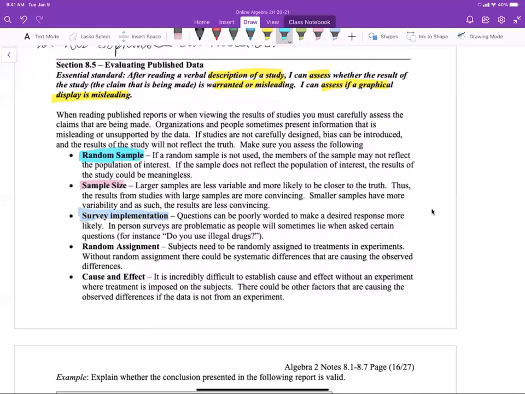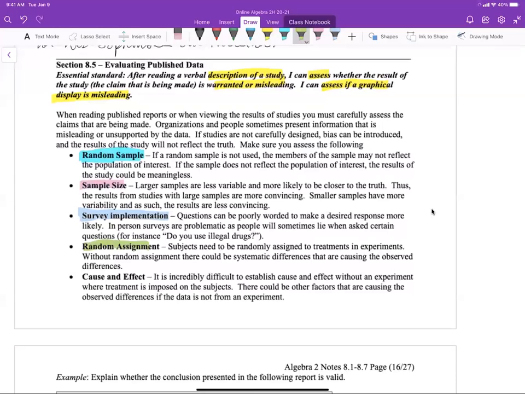Random assignment, okay? So subjects need to be randomly assigned a treatment, all right? We have to randomly assign treatments, not just pick which ones get the treatment based on what we want to have, let's say, happen in the experiment. We want to randomly assign it. So without random assignment, there could be some differences that are caused being observed differences, okay? So if we were going to randomly assign, like the migraine headache test, we didn't want to, let's say, pick just the men to take the placebo and the women to take the treatment. We want to have a random assignment of the treatment.